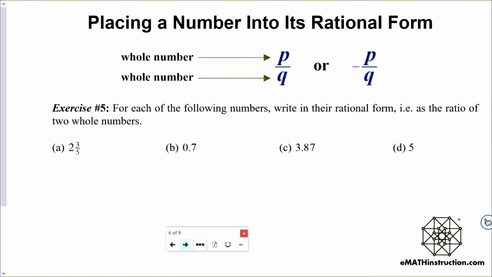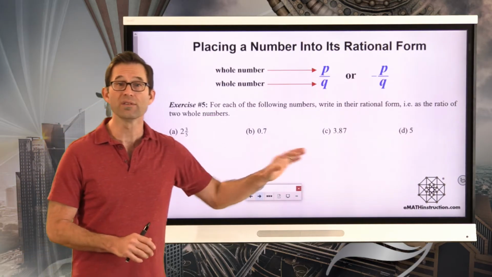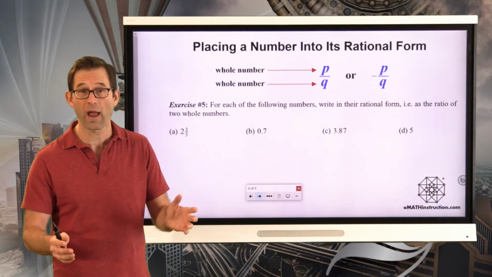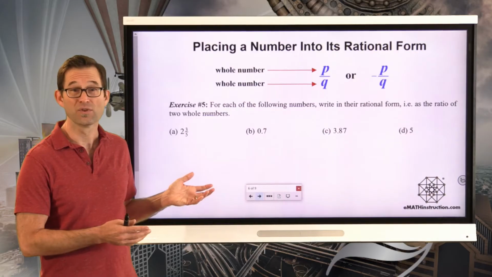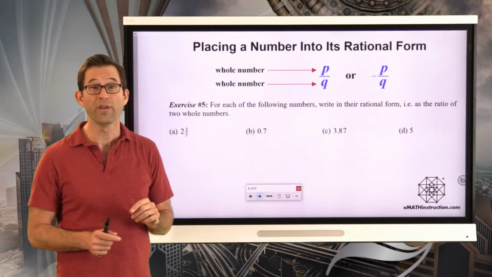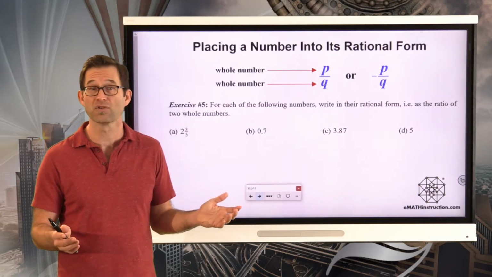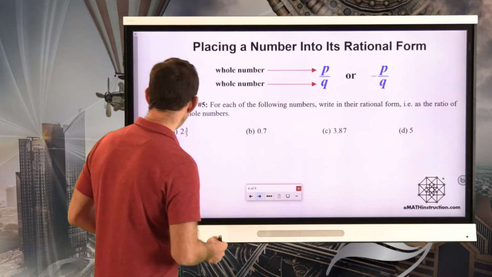For each of the following numbers, write in their rational form, i.e. as the ratio of two whole numbers. All right, in other words, I can take each one of these four and I can actually write it as a fraction. Letter A, which is a mixed number, right? That one, 2 3/5, well, that just means I need to change it back into its improper fraction form. So let's do that together, right?